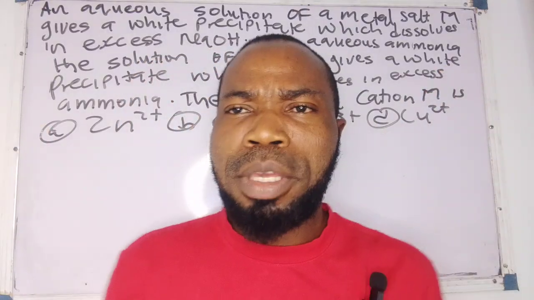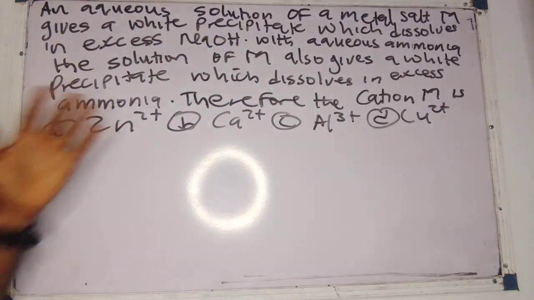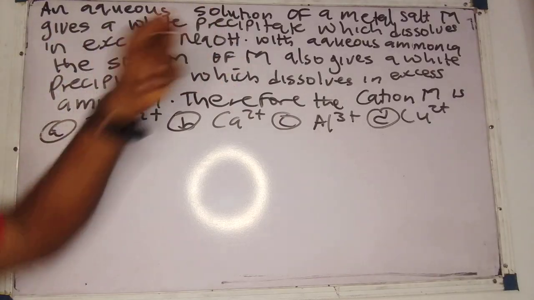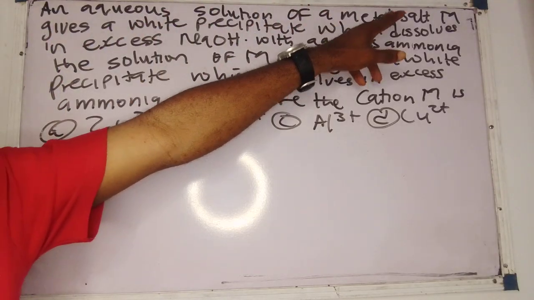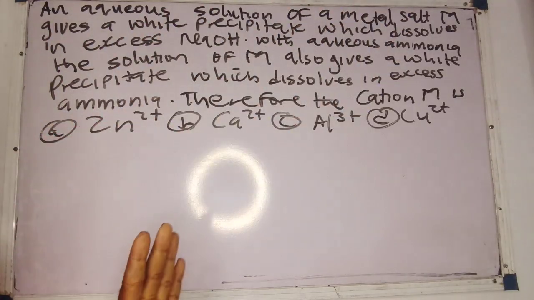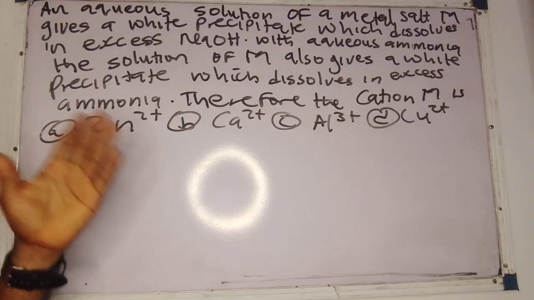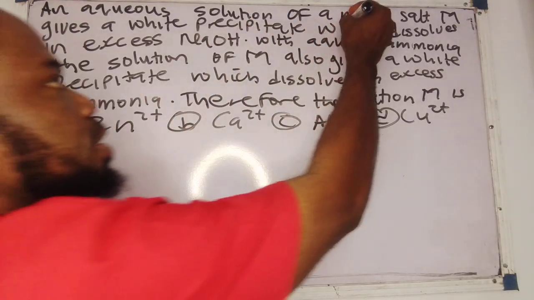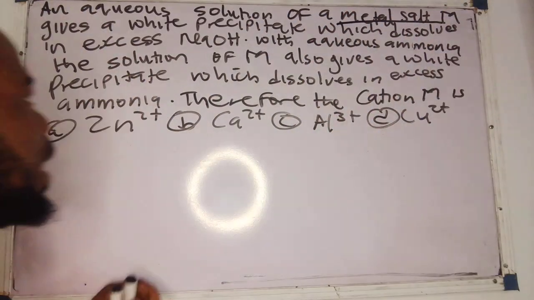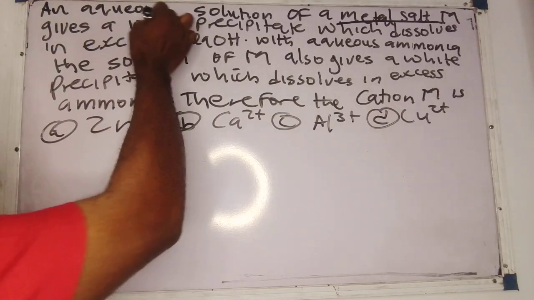Quickly, let's jump into the video very, very fast to the question. They said an aqueous solution of a metallic ion, that means a metal salt, M, they did not tell us which metal. Let me underline it here. A metal salt M gives a white precipitate.